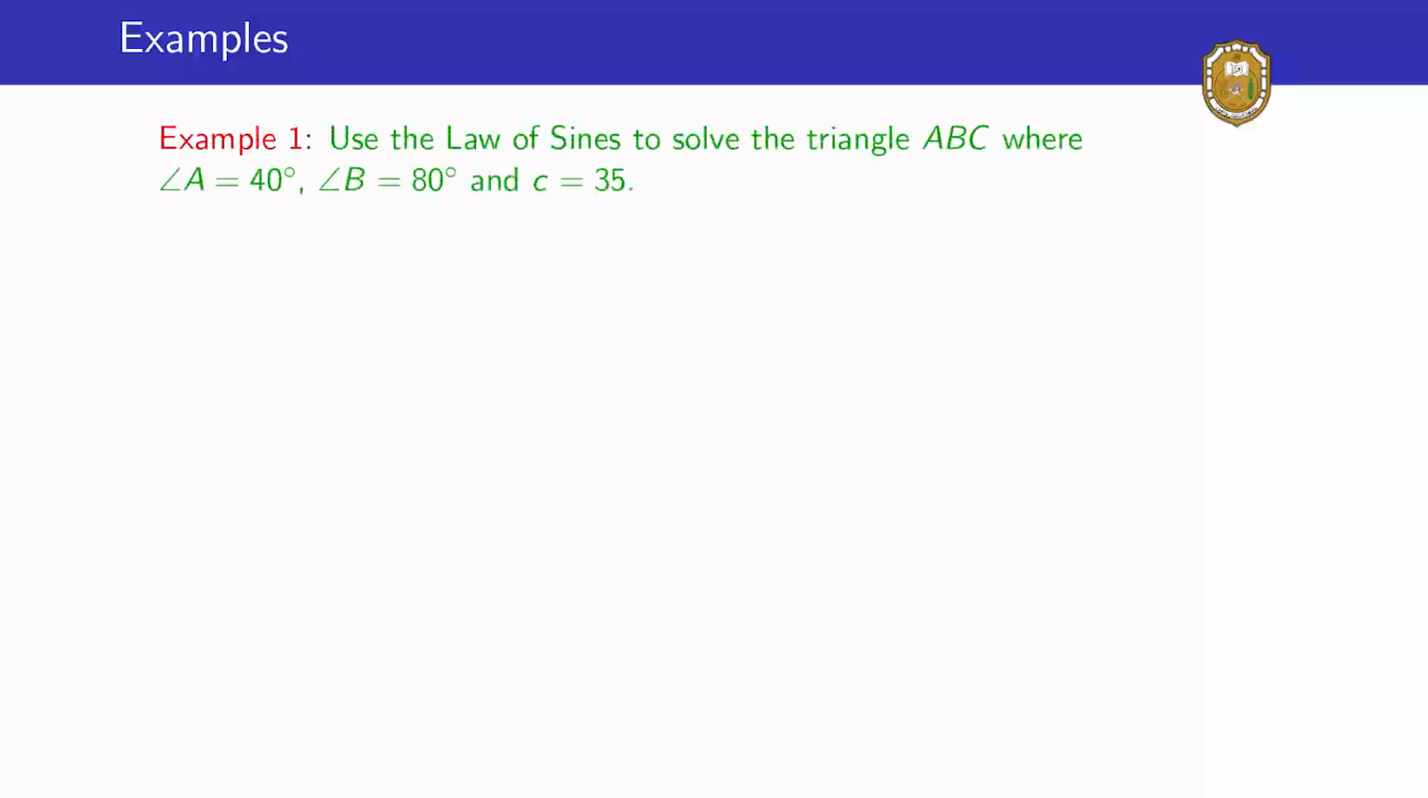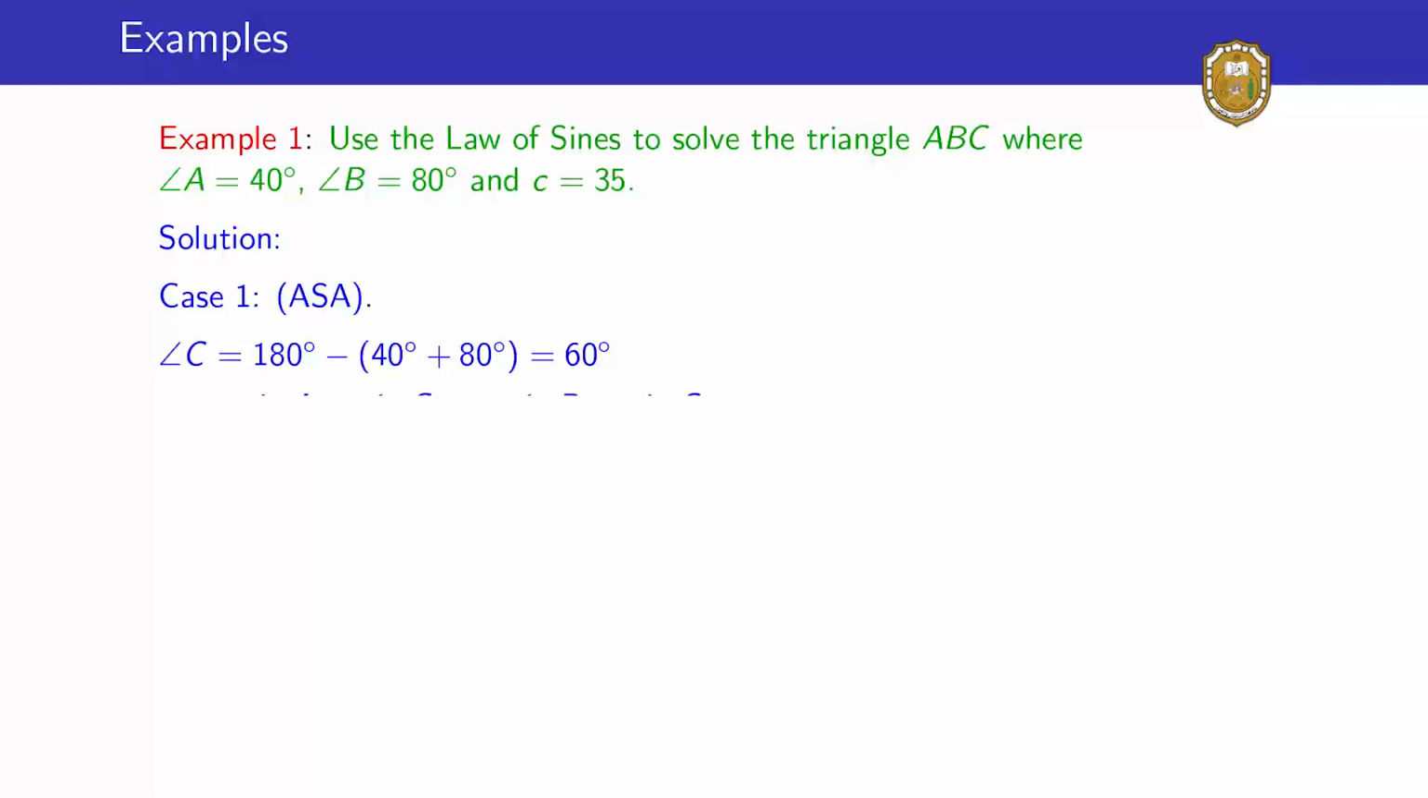The example says, use the law of sines to solve the triangle ABC, where angle A is 40 degrees, angle B is 80 degrees, and length c is 35. Since we know that ABC is a triangle, angle A plus angle B plus angle C should give us 180, therefore angle C should be 180 minus the sum of angles A and B. So angle C is 180 minus (40 plus 80), and that will give us 60 degrees. So angle C is 60 degrees.